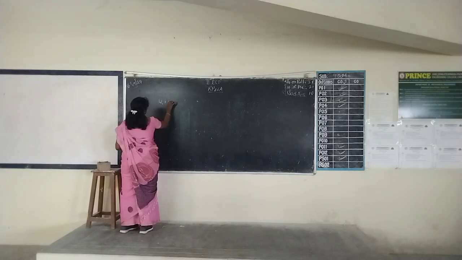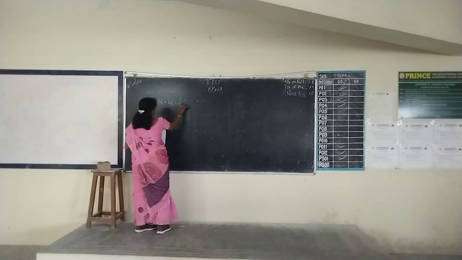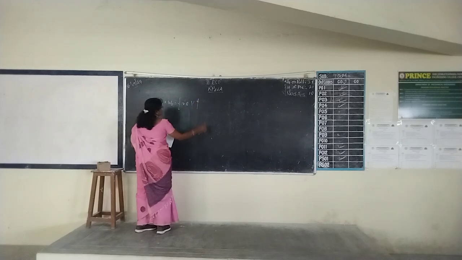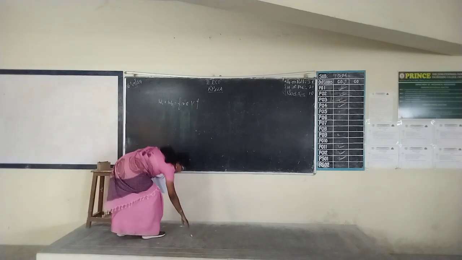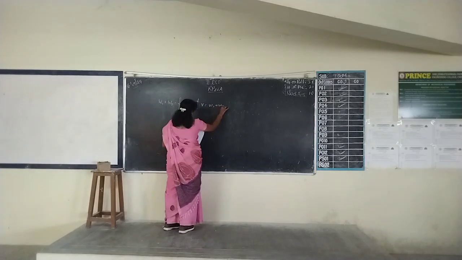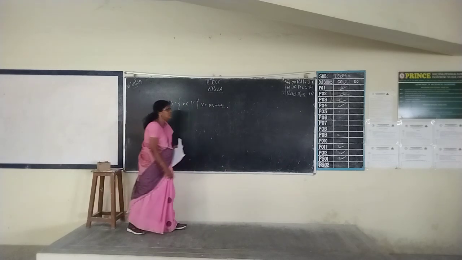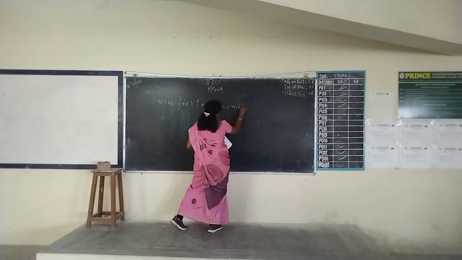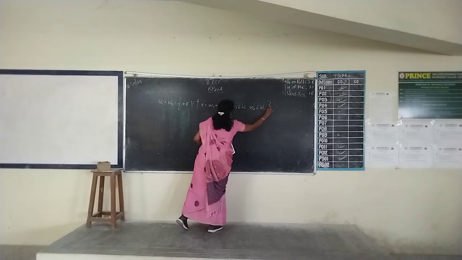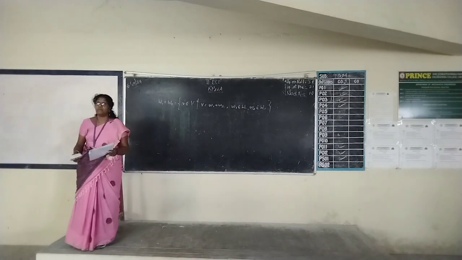W1 plus W2 is equal to the set of all b such that b is equal to w1 plus w2, such that w1 belongs to capital W1, and w2 belongs to capital W2. This is called a linear sum: one element from W1 and one element from W2.